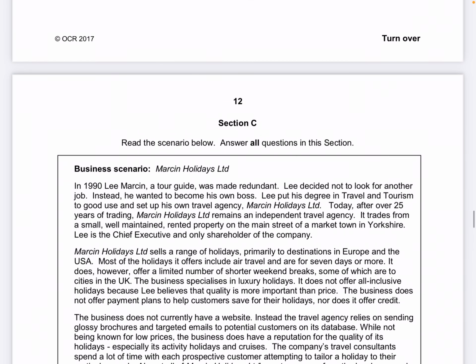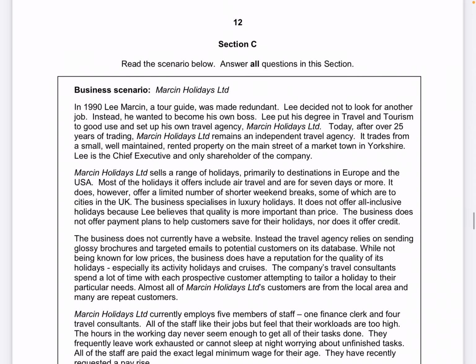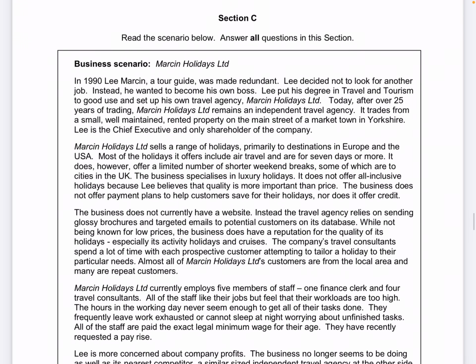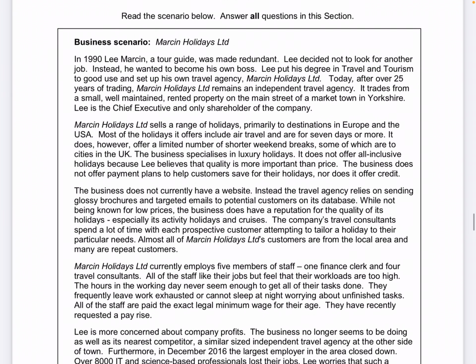That's the end of section B. So we're now on to section C. And as you may be aware, you will be given an unseen case study. I have done a separate video on how you should actually mark up the case study and how you're using the case study to answer the following questions.